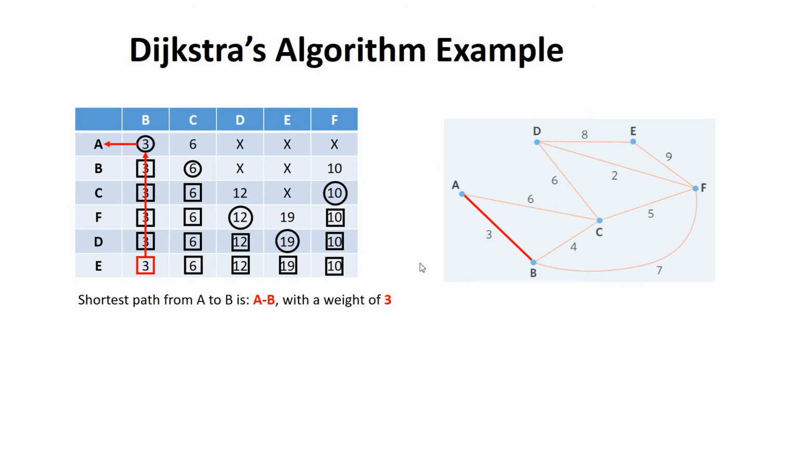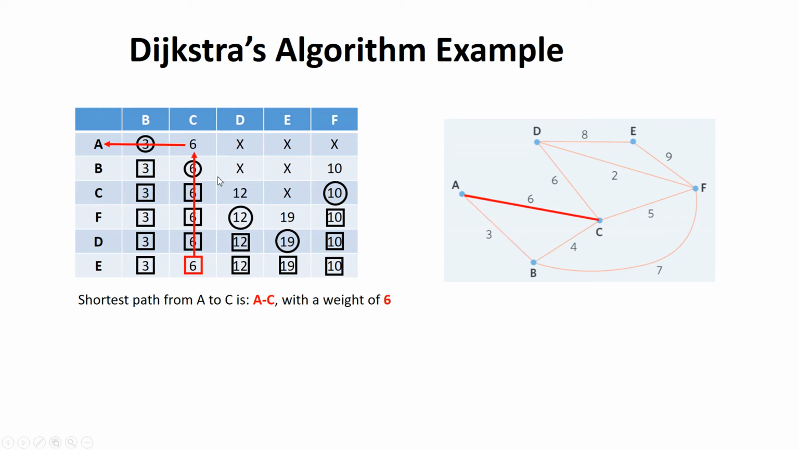Now this technique of moving along the rows may be a bit confusing, but let's have a look. We look at this particular square. It's got a number 3 in it, and we follow that up the column until we reach any change. It goes all the way up to A. So I've gone from B all the way to A. That's the way of saying A to B, working backwards. A to B is the shortest distance, and it has a weighting of 3.